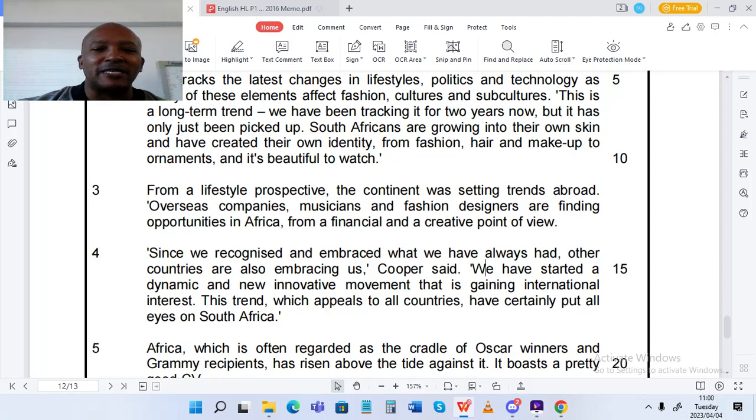Cooper said, we have. Is that correct? The doer is we. The verb is? Do we say we has or we have? Stop looking for errors. First look for what is right. Then you'll know what's left. Where are we now? We have started a dynamic and new movement. One movement is. Got it?